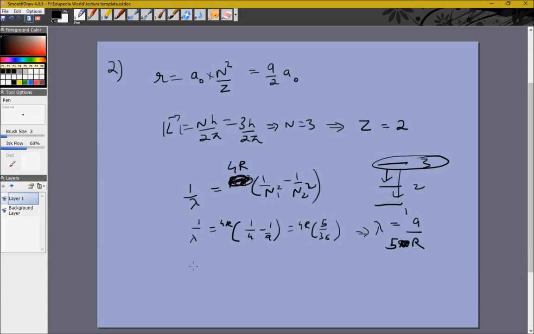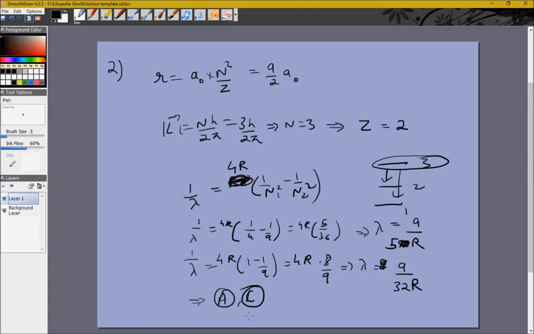And if it is 1, then we have 1 by lambda is equal to 4r times 1 minus 1 by 9, which is 4r times 8 by 9, which means lambda is 9 by 32R. So these are the two possible answers, 9 by 5R and 9 by 32R. So that means the answer is A and C. Question 3.